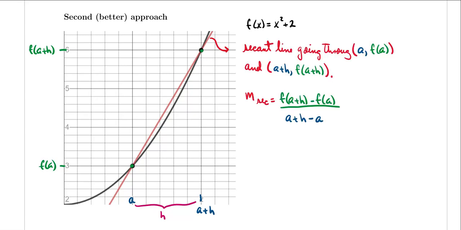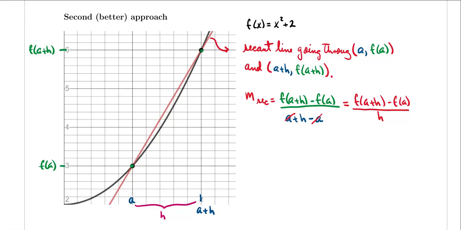So here we have the slope of the secant line, and we get to see immediately that in our denominator, it seems like the a's cancel. All right, perfect. So it seems like the slope of the secant here is given by f of a plus h minus f of a all over h.